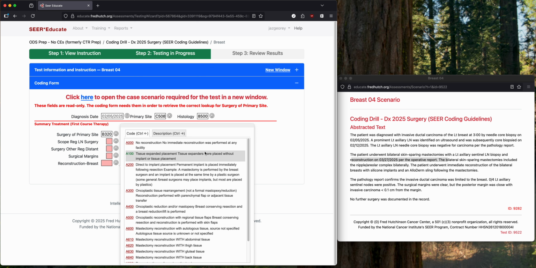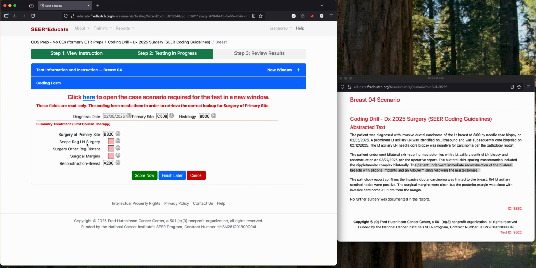Which one is this? So was this immediate reconstruction? Yeah, underwent immediate reconstruction of bilateral breast with silicone implants. Yeah, so I believe it's this one. Permanent implant is placed immediately. Mastectomy performed by breast surgeon, and an implant was placed at the same time by plastic surgeon.